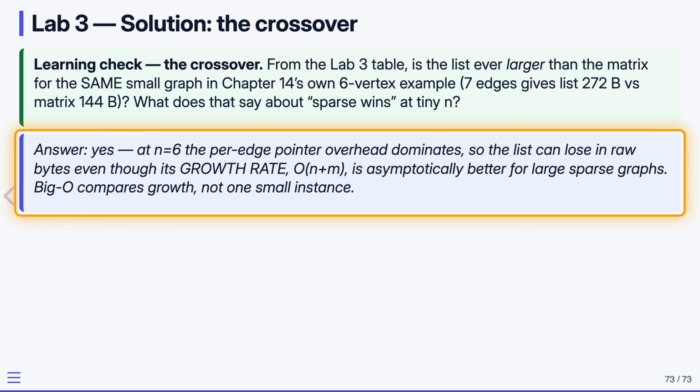The answer is yes. At 6 vertices, the pointer overhead per edge dominates, so the list can lose in raw bytes. But its growth rate, big O of n plus m, is still the better one for large sparse graphs. Big O compares growth, not one small case.